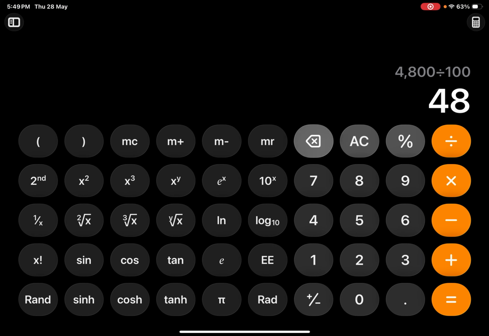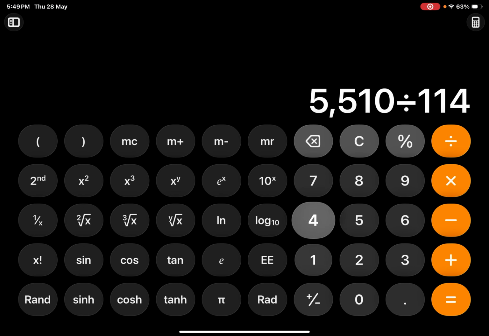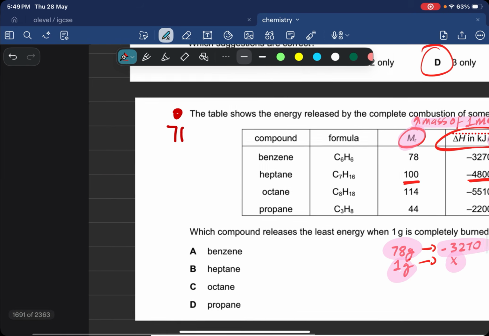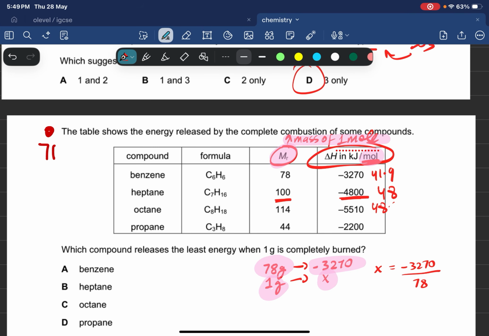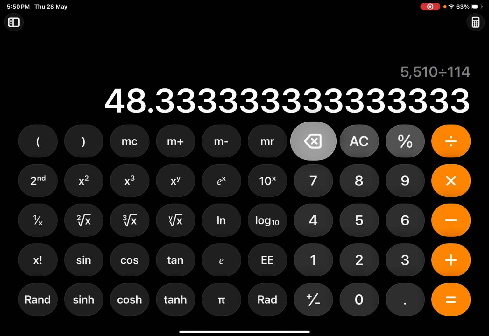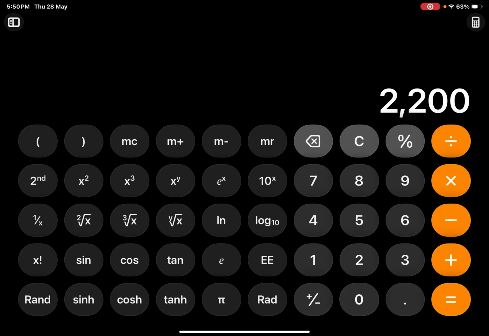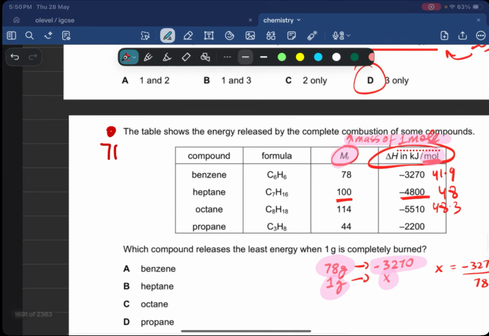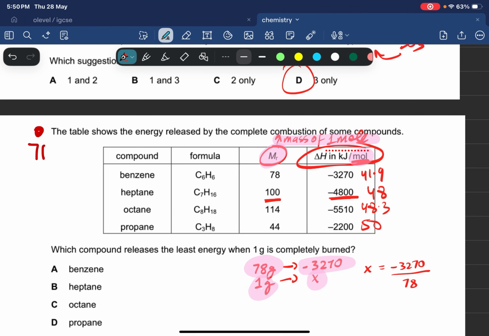5510 divided by 114 is 48.3. 2200 divided by 44 gives me 50. So which compound releases the least energy? Most energy is going to be propane, and least energy is going to be 41.9, benzene. A. Had to read it carefully. They were asking about the least energy.